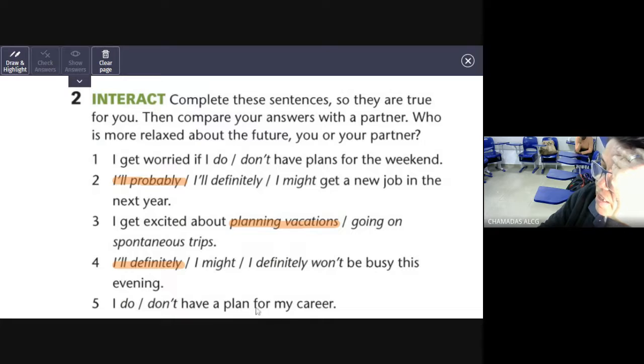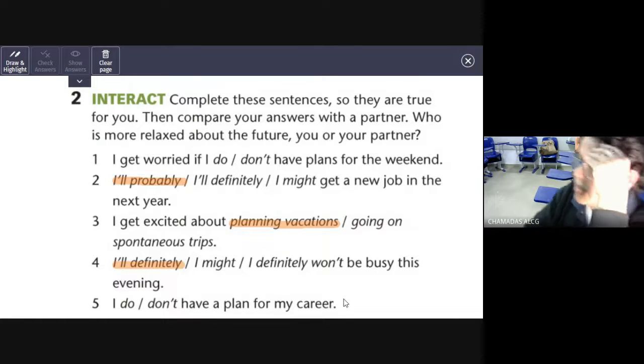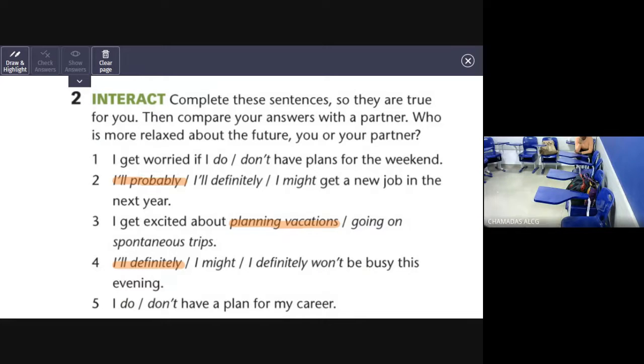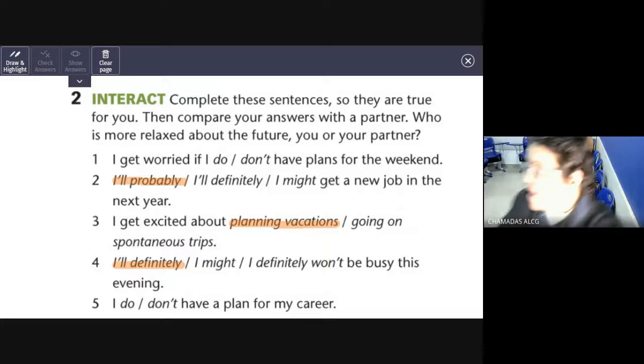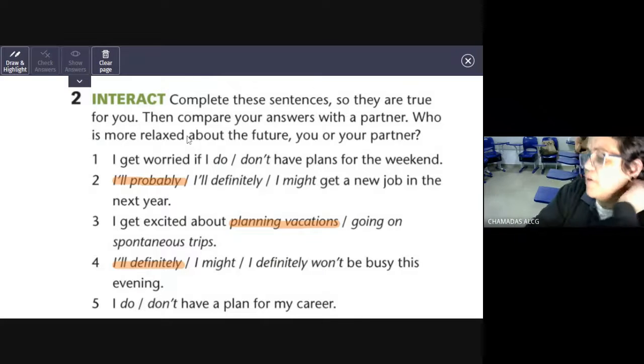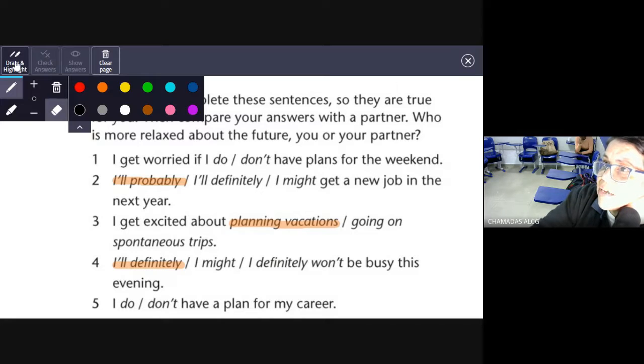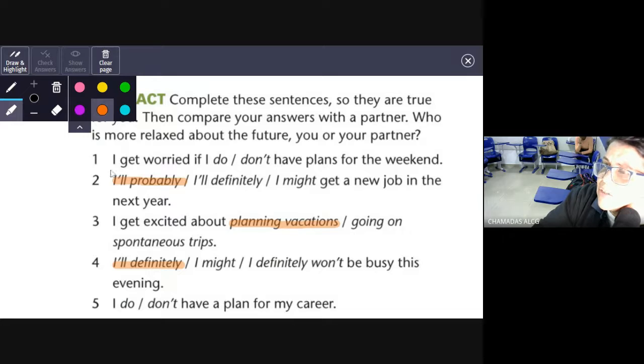Now, here, the sentence is have a plan for my career. Let me eliminate this here. All right, there you go. Have a plan for my career. So I do have a plan, or I don't have a plan. I do. I think it's nice, right, to have a plan. So I do too. Okay, good.